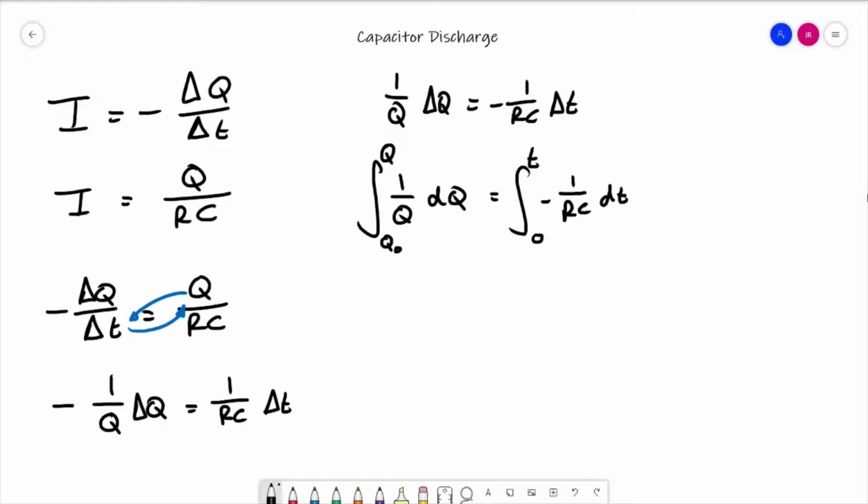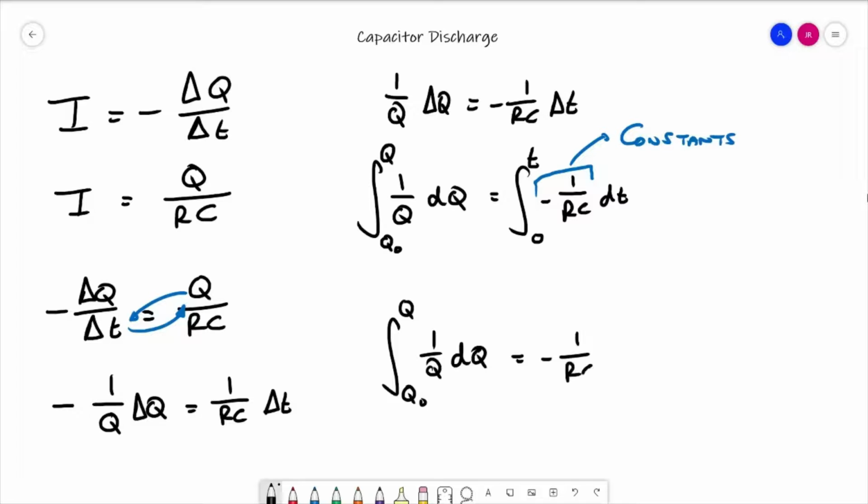The final thing we've got to do with this integral is note that this bit here, this negative 1 over RC, all of those are constants. They don't relate to time at all. They're not functions of time at all. So we can obviously bring those out at the front of the integral. And what we're left with then is the integral from Q0 to Q of 1 over Q dQ is equal to minus 1 over RC times the integral from 0 to t of dt.